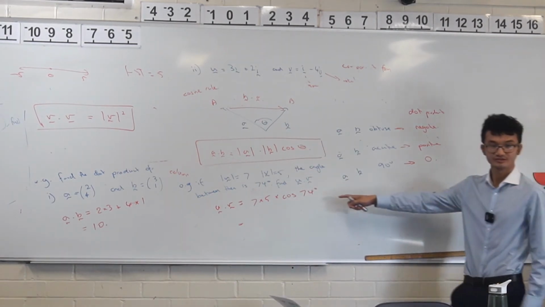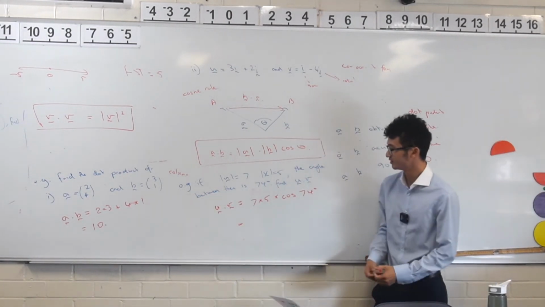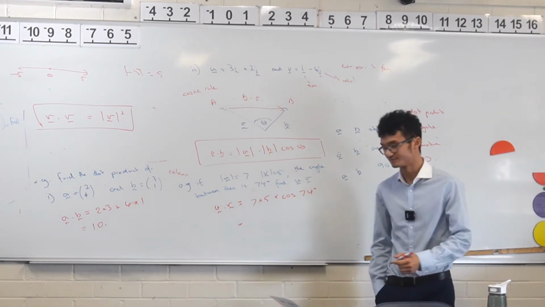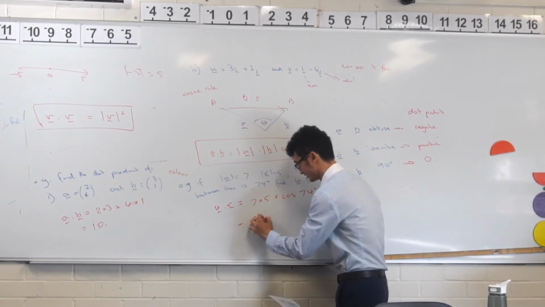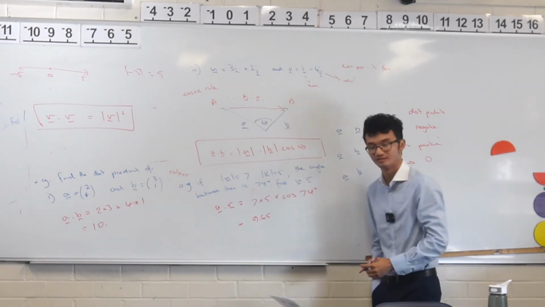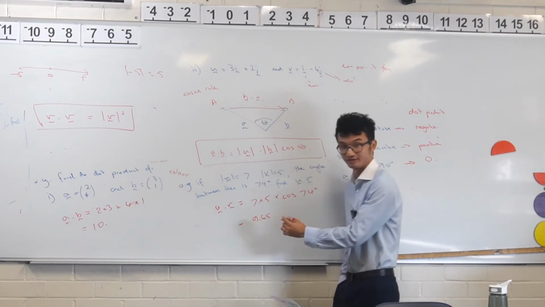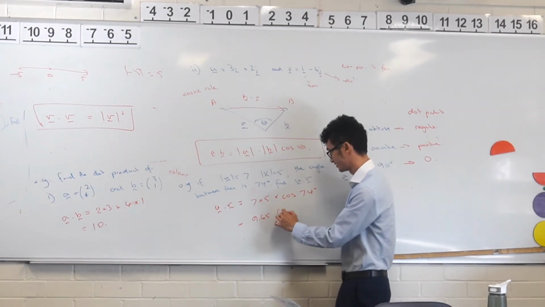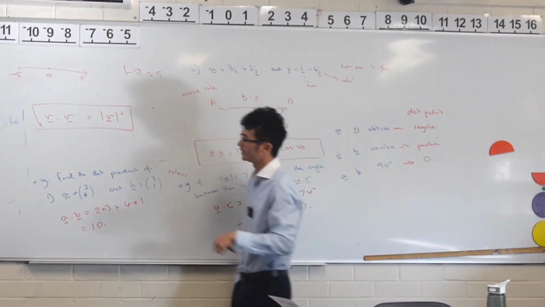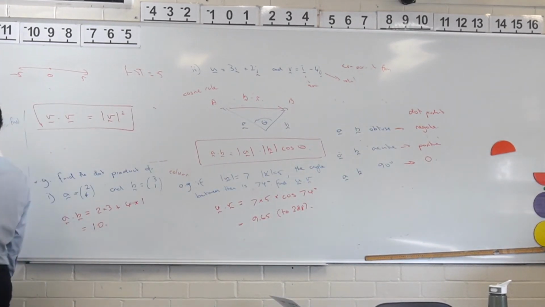Did you get an answer for this one? What'd you get? 9.65. Is that it, or are there decimals? Oh, it was decimals. Is that rounded already? To 2 dp? Okay, perfect. Alright, cool. These ones here, dot products, hopefully we're pretty good at these now.